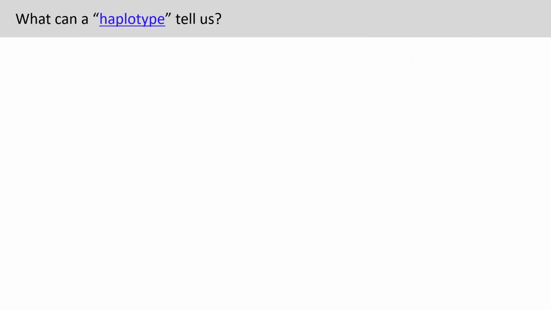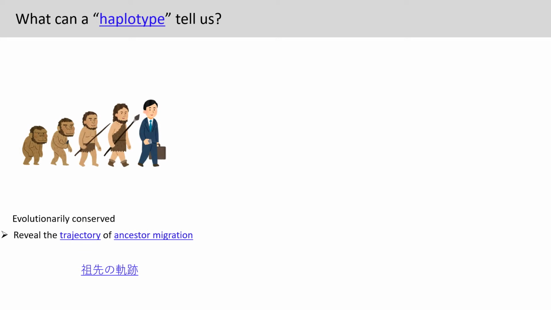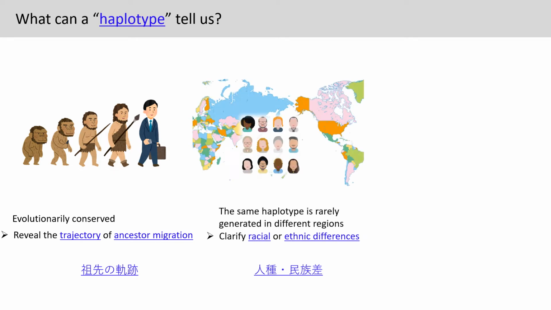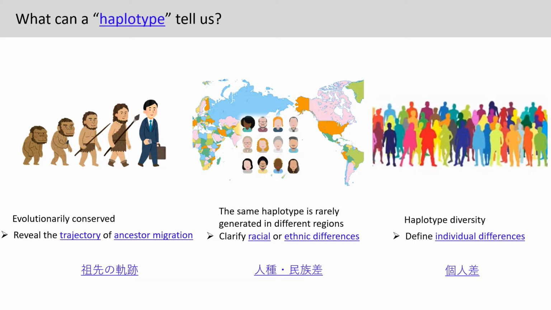Haplotype. What can a haplotype tell us? Firstly, since haplotypes are evolutionarily conserved, they can reveal the trajectory of ancestor migration. Secondly, the same haplotype is very rarely generated in different regions. Therefore, it can clarify racial or ethnic differences. Lastly, haplotypes can define individual differences by the diversity generated this way.